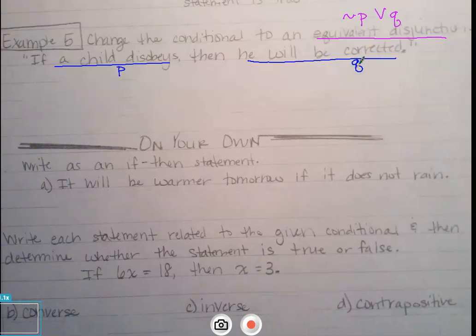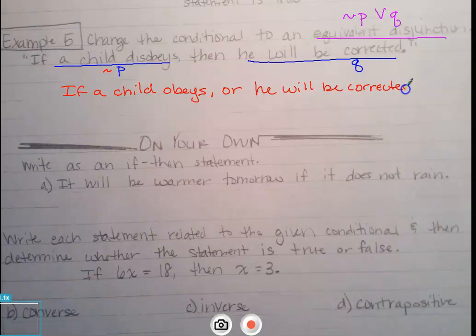Okay, so I just want to make sure we understand. That's why I'm breaking it down so much. Okay, so Caden said we have to make this a not P. We need to change that to a not P. So if a child obeys, okay. So if a child obeys, or he will be corrected. Or, because we've got to get the not in there, so or he will be corrected. All right, that's it. You just change it to the equivalent disjunction. If a child obeys, or he will be corrected.